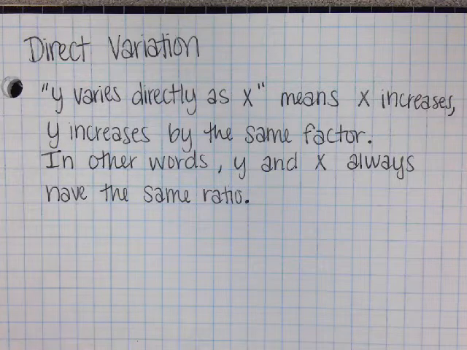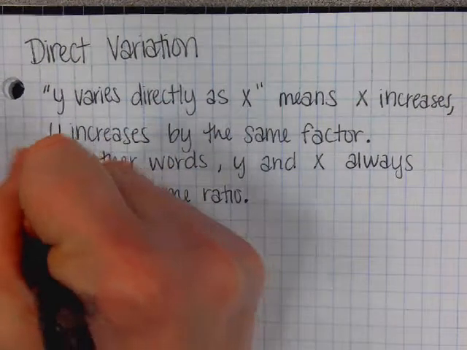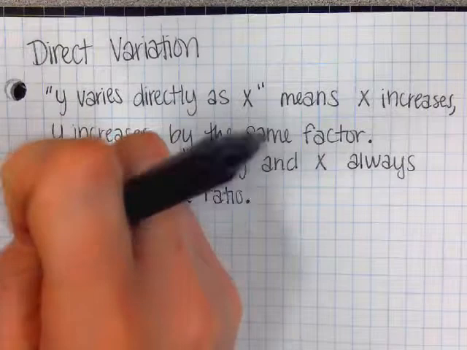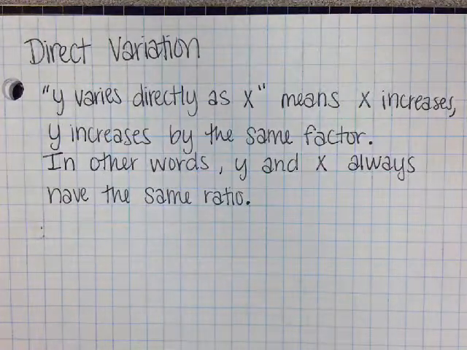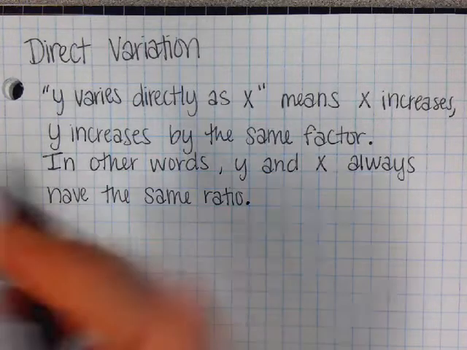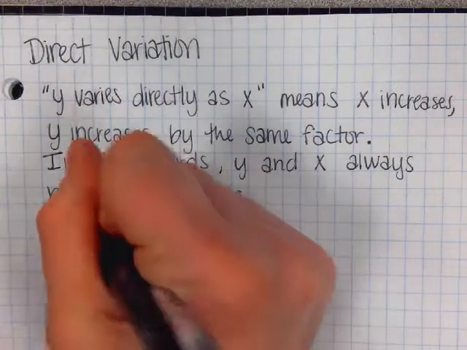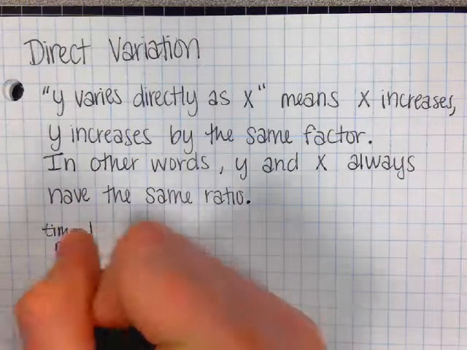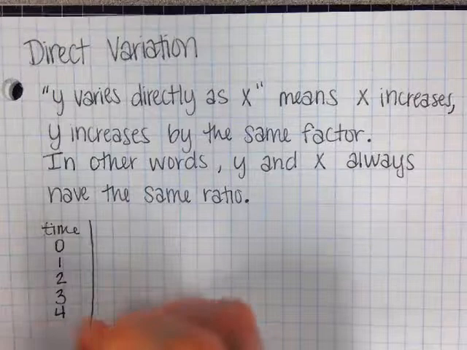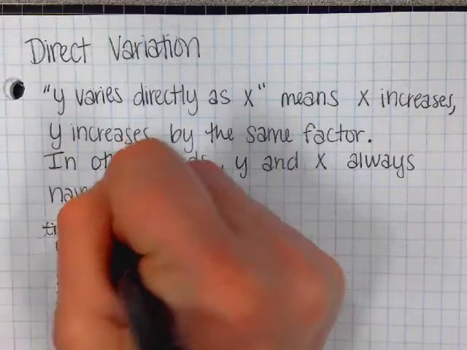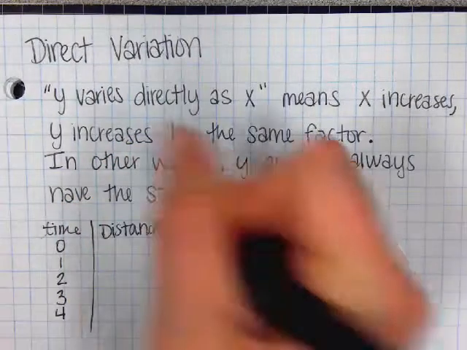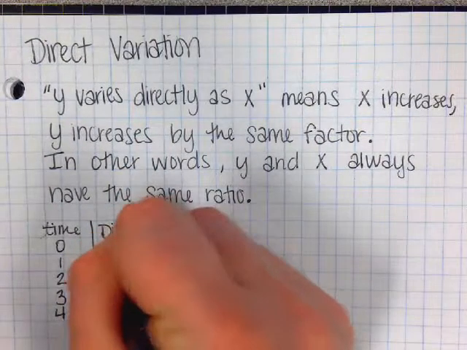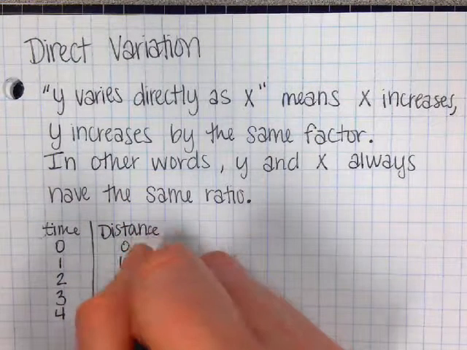Let me find the screen that I need. All right, so we're going to talk about time. So if we have 0, 1, 2, 3, 4, and then distance: 0, 60, 120, 180, 240.